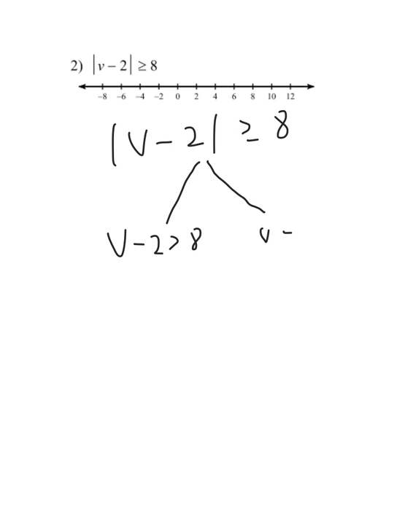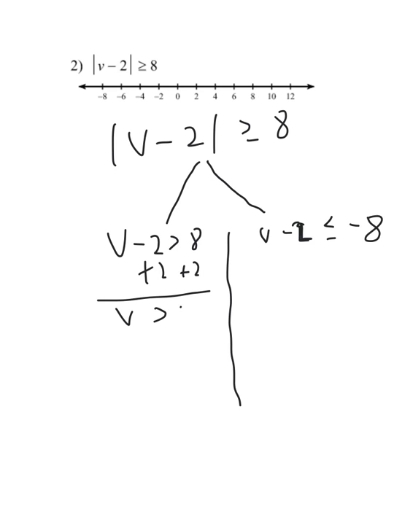So we have v minus 2 is negative 8. But remember, this is like multiplying by a negative 1, so we want to reverse the direction of the inequality. All right, so I have my two cases. Let's solve. Add 2, and I get v is greater than 10. Over here, going to add 2, and I get v is less than or equal to negative 6.